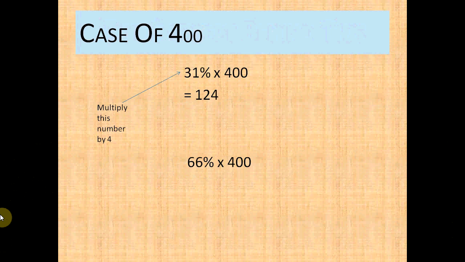Taking another case, 66% of 400. Again, I need to multiply this number 66 by 4. Just double this number, 66, it'll be 132. Double of which is going to give me 264 very comfortably.